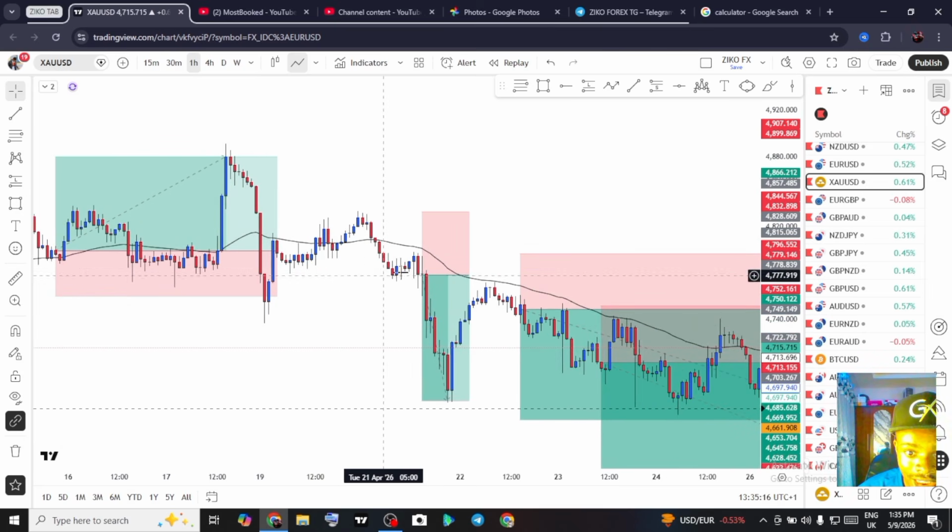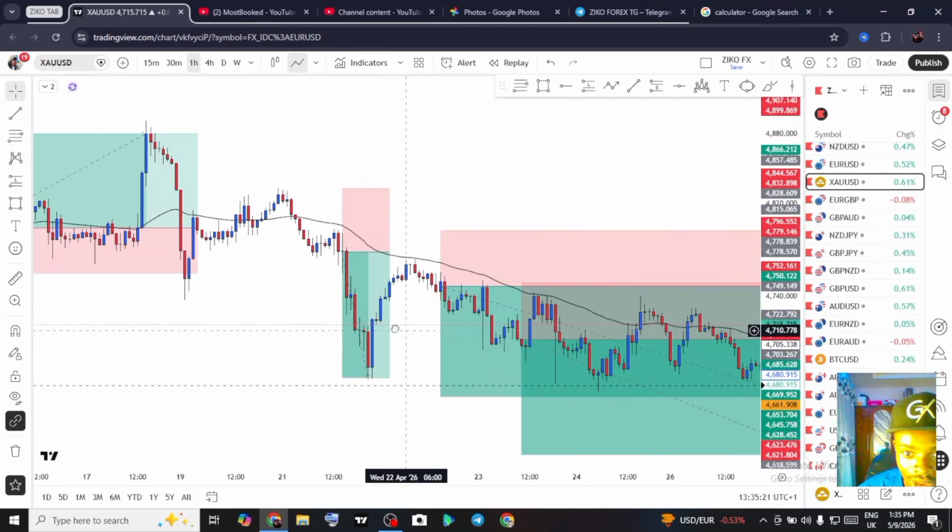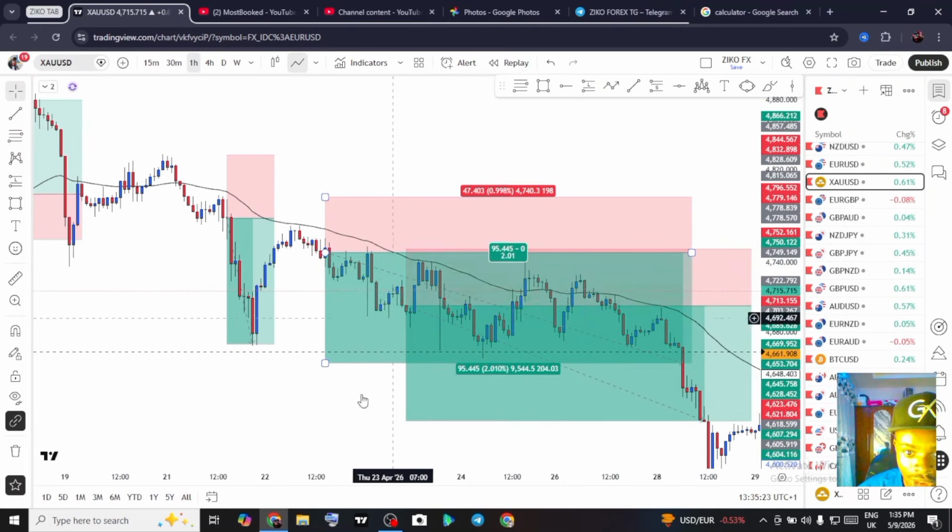But all these ones right here had a clean break, retest, engulfing. They had clean break, retracements, engulfing right here. Same thing here: break, retracement, engulfing.